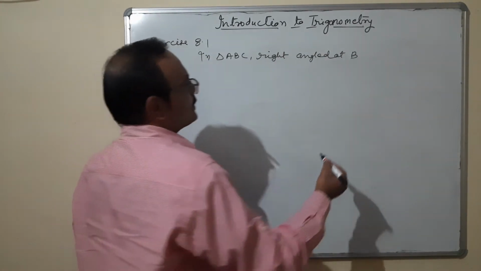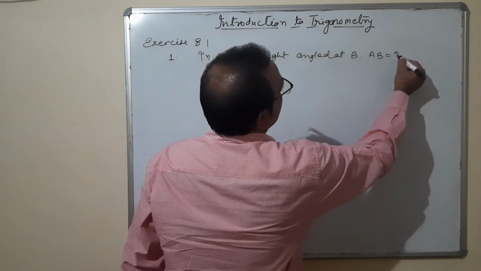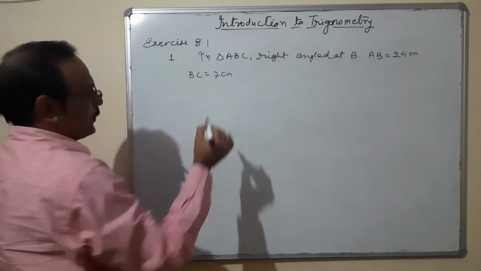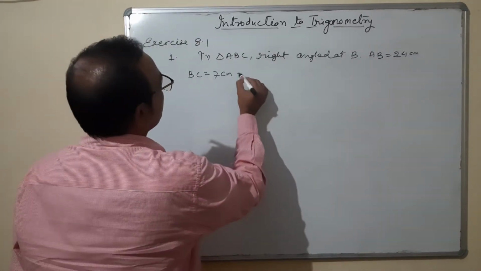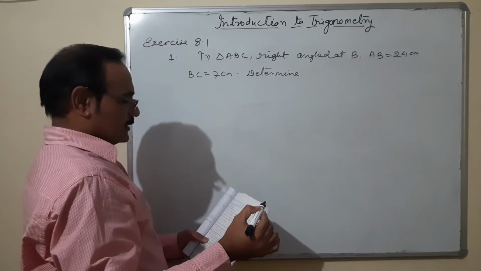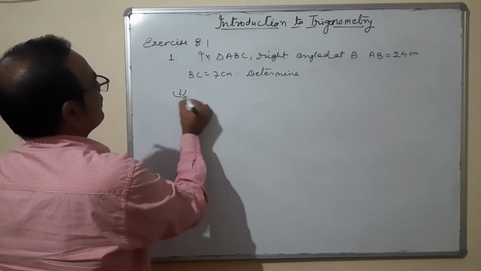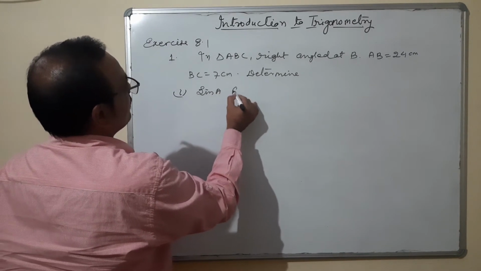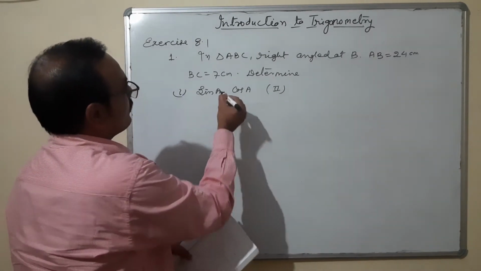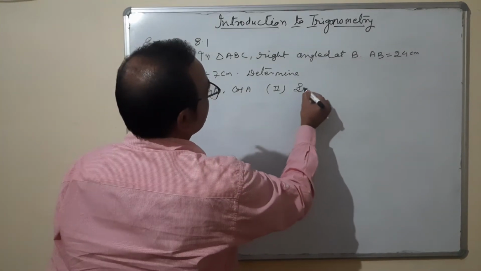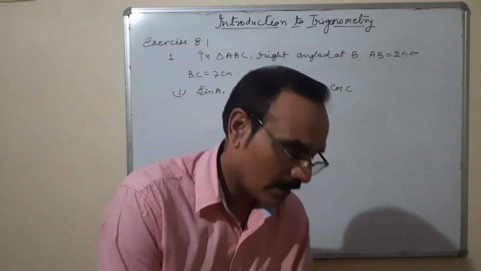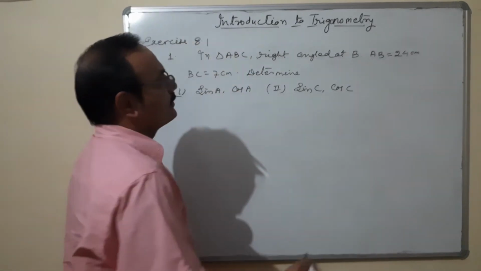AB is equal to 24 centimeter, BC is equal to 7 centimeter. Okay. Determine sine A, cos A first, and second part, determine sine C and cos C. Sine A, cos A, sine C, cos C.